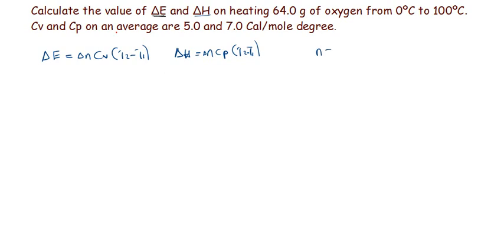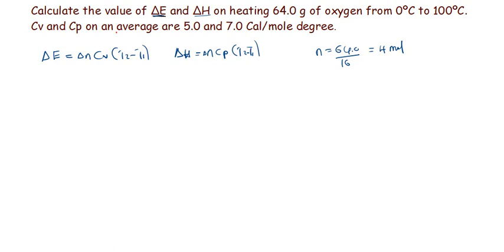Number of moles of oxygen, given the mass of 64 grams, divided by the molar mass. The molar mass of oxygen is 16. So when we divide that, that will give you 4, right? So we have 4 moles. So it's just a matter of substituting. So calculating this now.